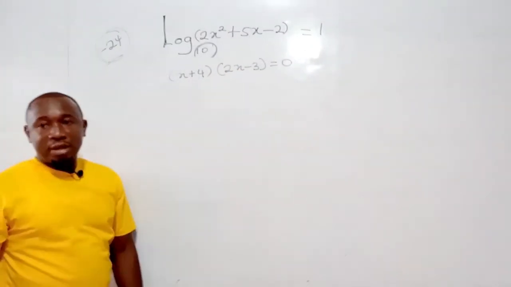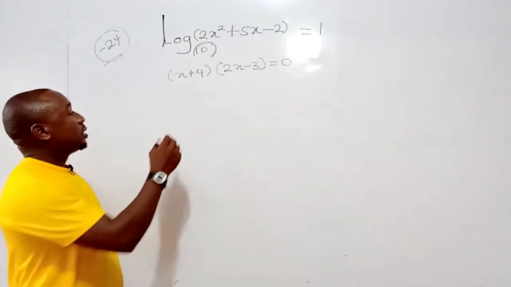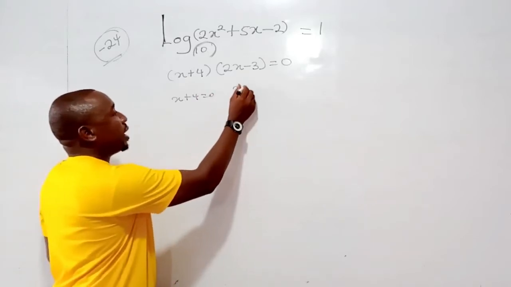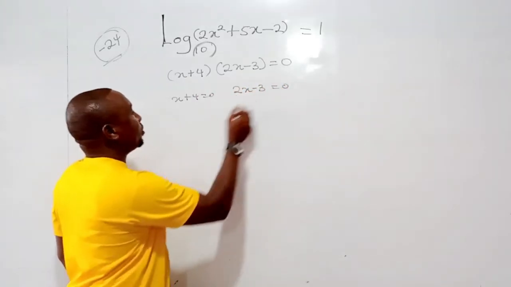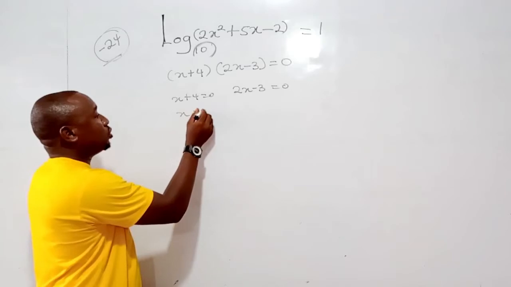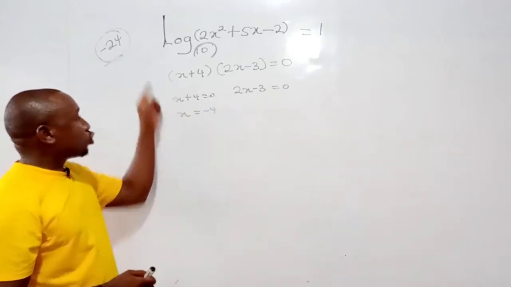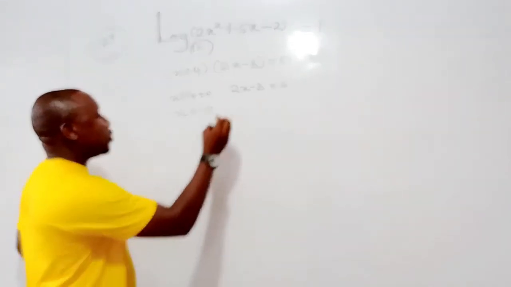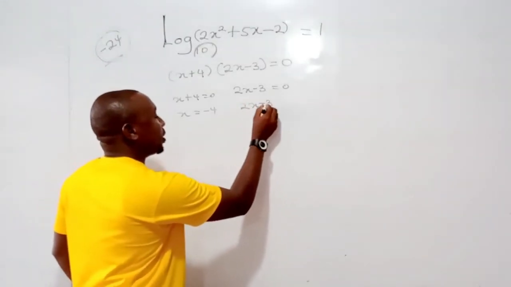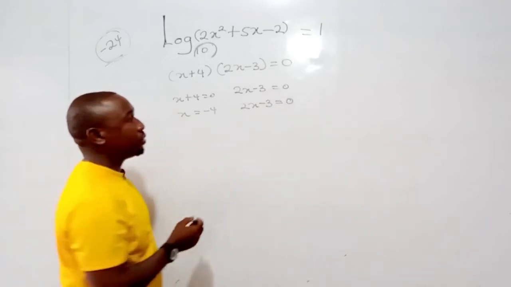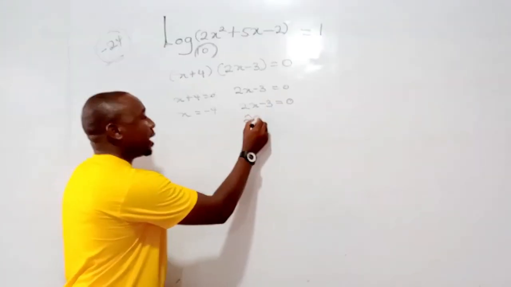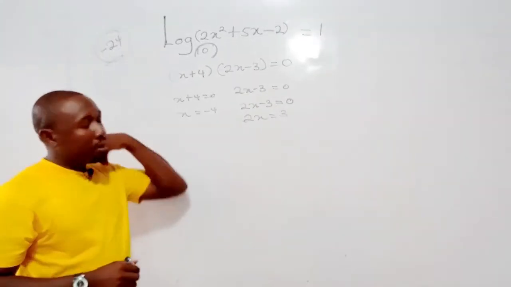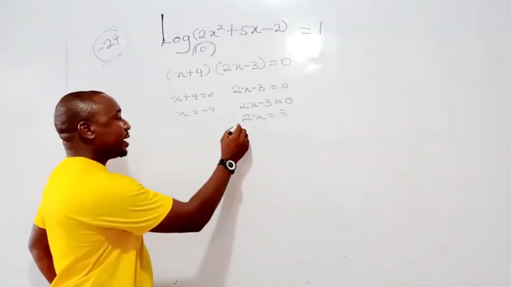We want to find the values of x because that is the demand of the question. x plus 4 is equal to 0, and then we have 2x minus 3 is equal to 0. x is equal to negative 4, because when 4 crosses the equal sign, we'll be having negative 4. And then here we have 2x minus 3 is equal to 0, and then we'll be having 2x is equal to positive 3. That is negative 3; when it crosses, it becomes positive.